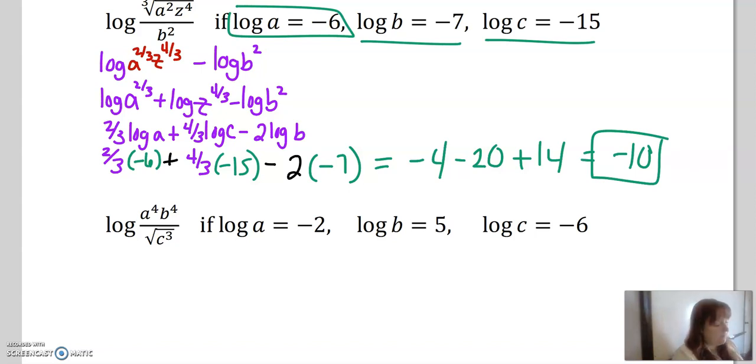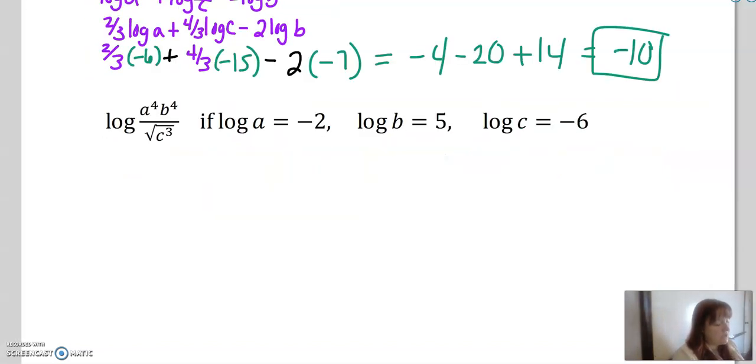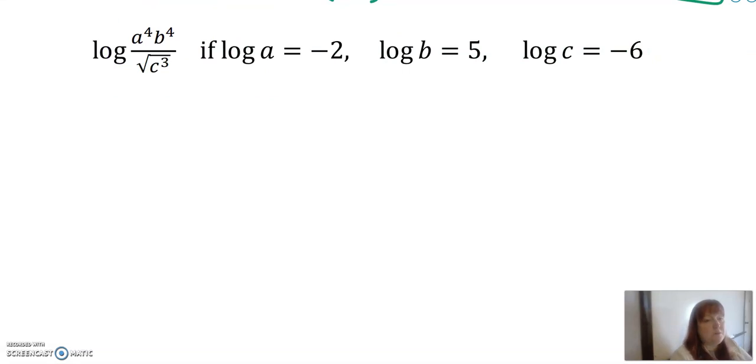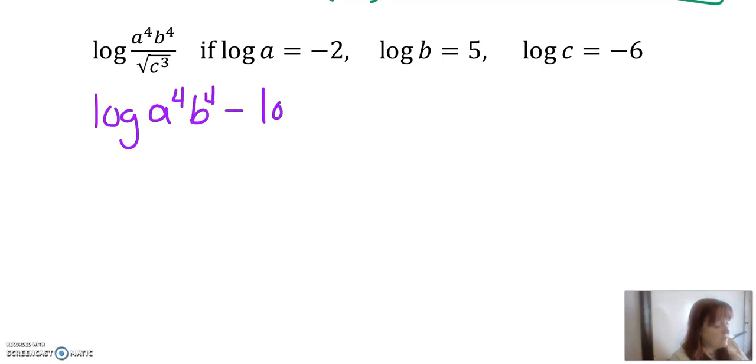Whew, let's try one more. Okay, so log of a to the 4th, b to the 4th, over square root of c cubed. Whew, that's a mouthful. All right, so let's start with expanding this log. So we're going to use the quotient rule to say that this is log of a to the 4th, b to the 4th, minus log of the square root of c cubed.